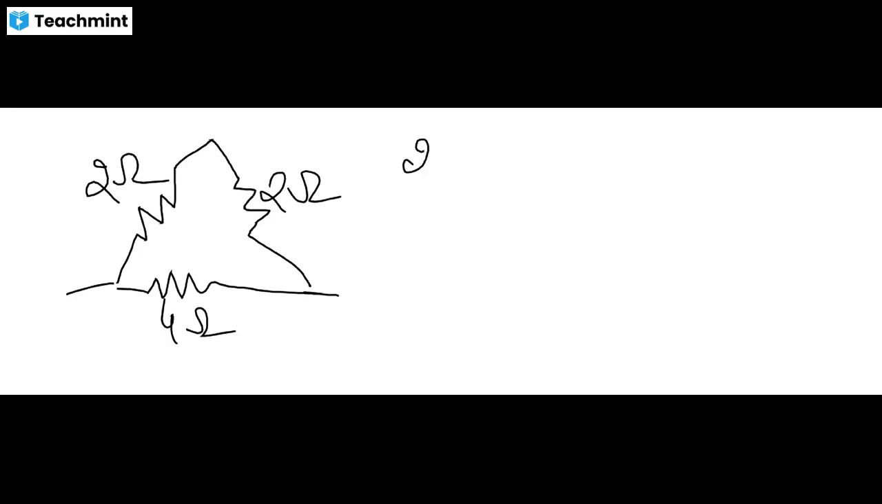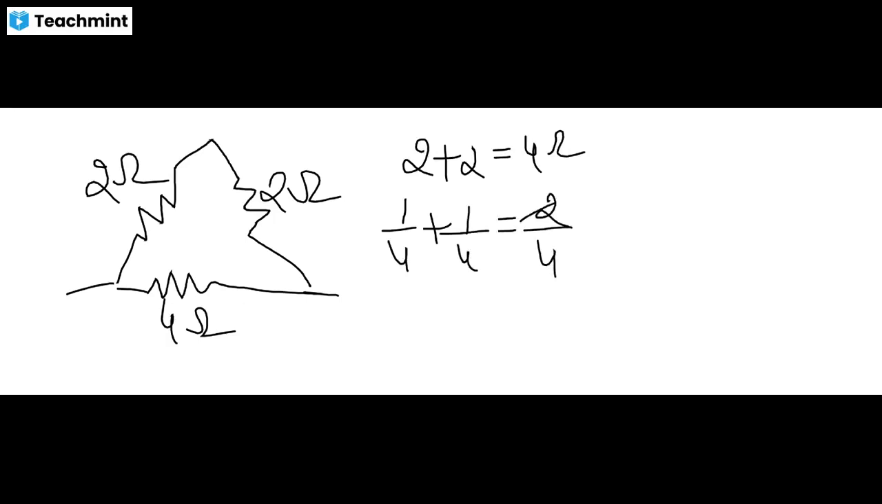2 plus 2, so that is 4 ohms. Now 1 by 4 plus 1 by 4 is 2 by 4. So the equivalent resistance in this case will be 2 ohms. Okay? The next one.